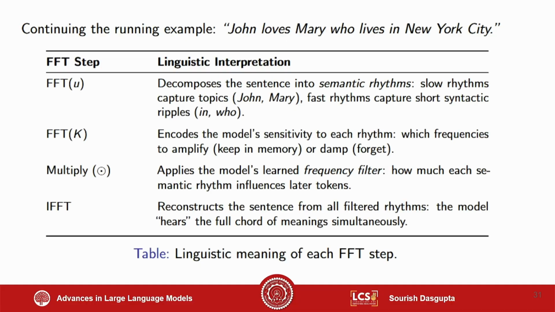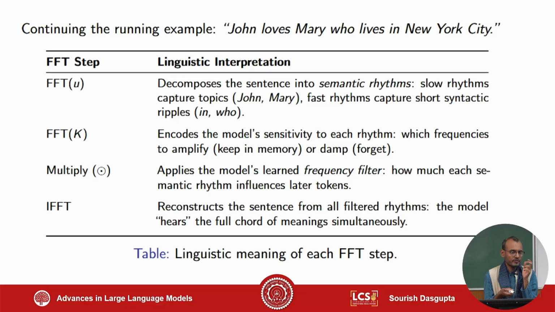So FFT of u, what is the linguistic interpretation? This is, I guess, the most important part that you should take note of. FFT of u is basically decomposing the sentence into semantic rhythms, like slow rhythms, as I said, to capture topics, because topics you have to remember. You can't forget the main topic. So like John, Mary, those should ideally have slow rhythms. Fast rhythms capture short syntactic ripples like in, who, and so on.